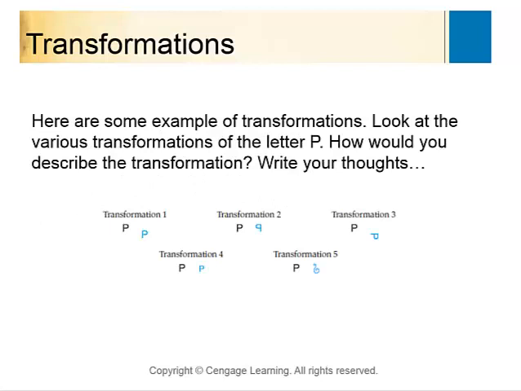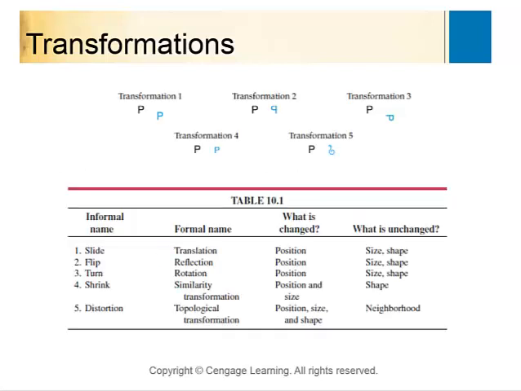We can look at this letter P and notice how we have transformed the letter P in different ways. They ask you to write down how you might describe this. Let's just look at what they tell me each one is. For transformation number 1, you'll notice that it's just basically a slide. We're going to be calling that a translation, but anytime you hear the word translation, just think of it as a slide. Notice how I slid the P around.